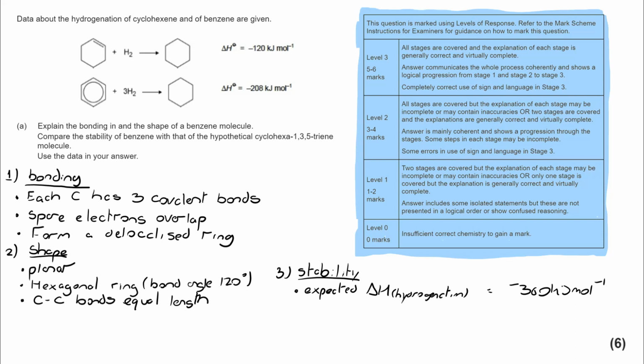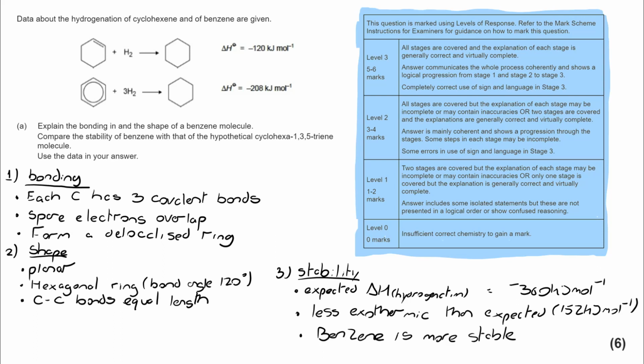Moving on to stability for the third stage, well, we can look at the fact that we would expect cyclohexane-1,3,5-triene to be negative 360 kilojoules per mole. That's because that's 3 times the amount of cyclohexene. But the reality is that it's less. It's only negative 208, so it's much less exothermic than expected. What does that tell us? It tells us that the benzene is more stable. Covering not a huge amount of content, but those facts gets you up to the level 3 and 5 or 6 marks.